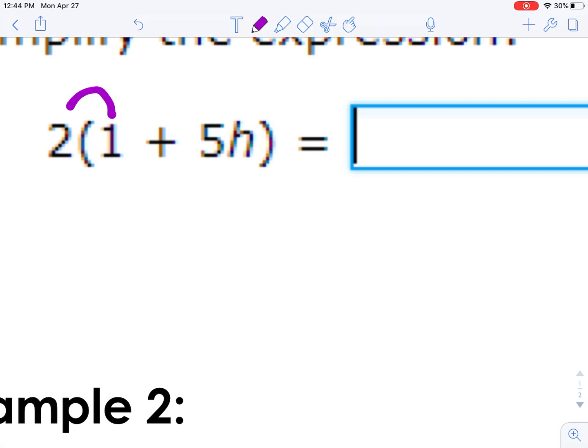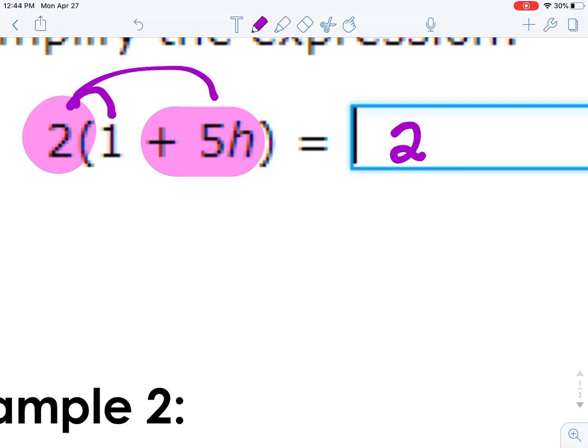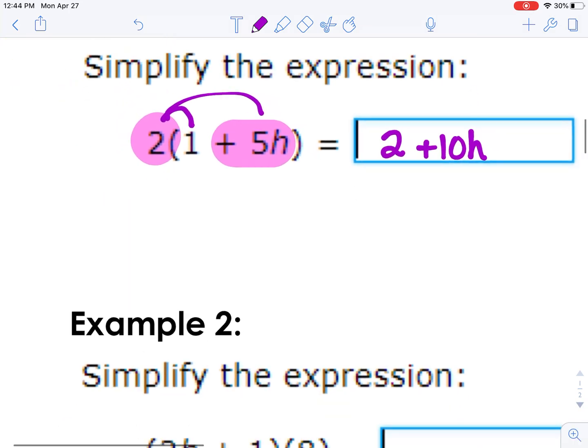Here we're going to be multiplying. 2 times 1 is 2. And then I usually like to highlight my second one that I'm multiplying. 2 times a positive 5h. 2 times 5 is 10, and then we will put our h down.